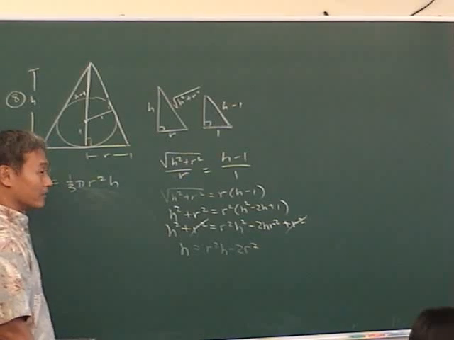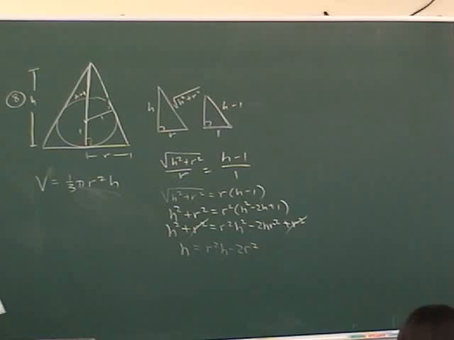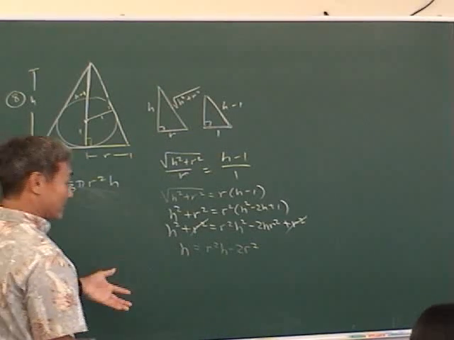Is it possible for the height of this cone to be 0? Wait, let me look. No! You're not going to have a cone if it's 0. So yes, I divided by h. I lost the solution h equals 0, but that's not a solution, so you don't have to worry about it.